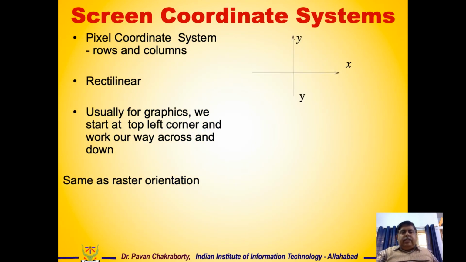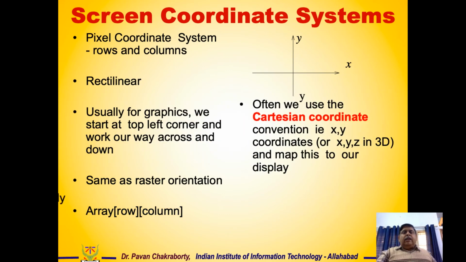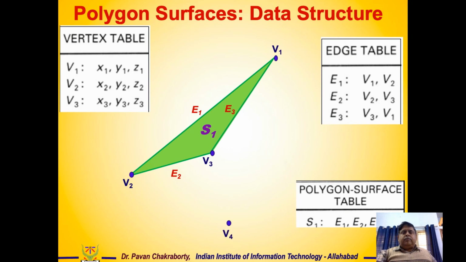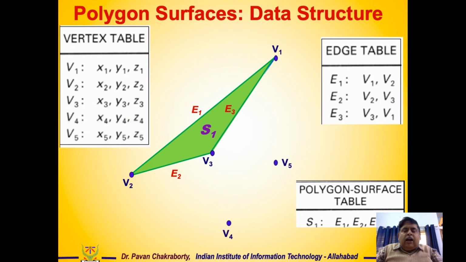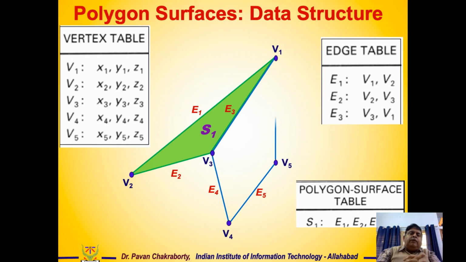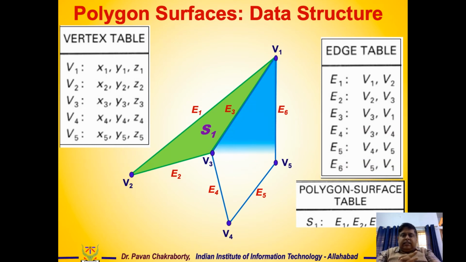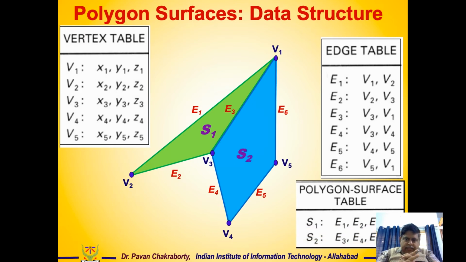So let me try to see different types of transformation. We use a rectangular coordinate system, but I'll just come to this point. Now in graphics, how do I store the data? What is the data structure that I use? I will have different tables. One table will be the vertex table. The other one will be the edge table. And the last will be the polygon surface table.